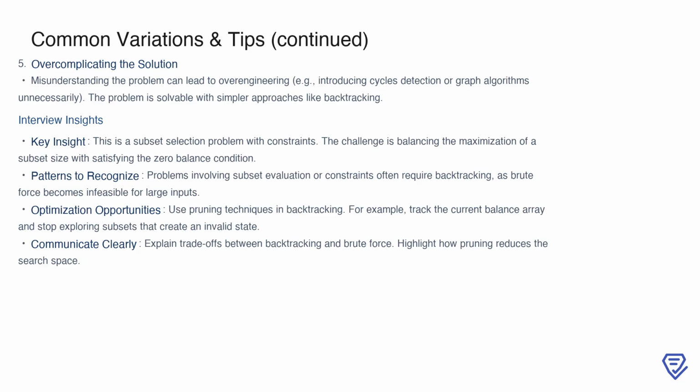Overcomplicating the solution is another common mistake. Sometimes, people misinterpret the problem and introduce unnecessary complexity, such as attempting to detect cycles or applying advanced graph algorithms. However, the problem can be solved with simpler methods, like backtracking.